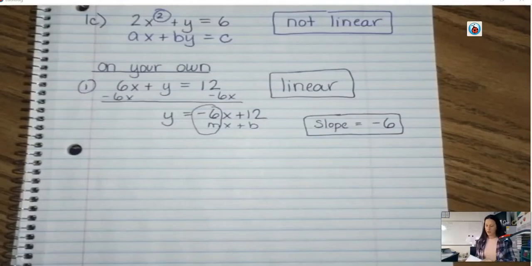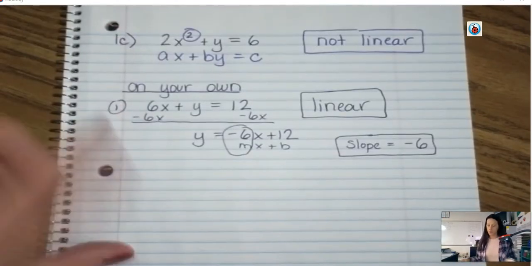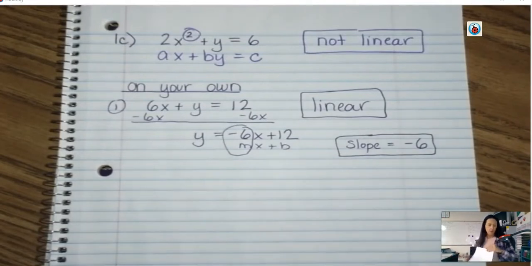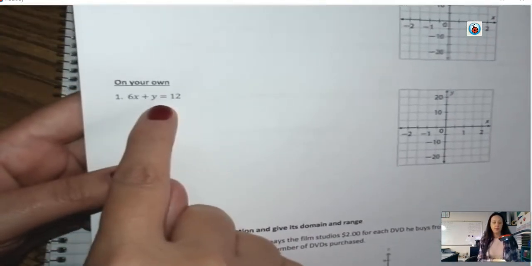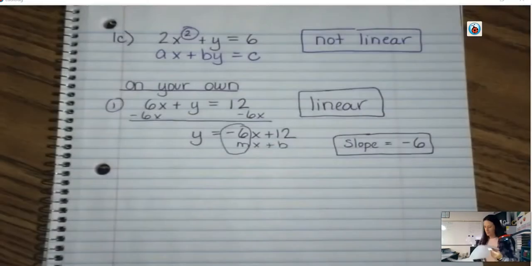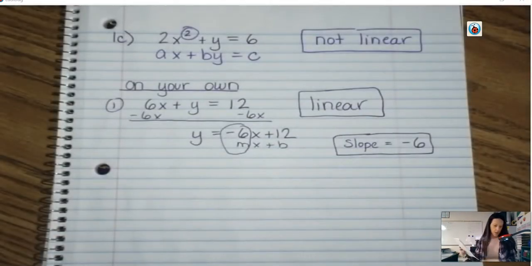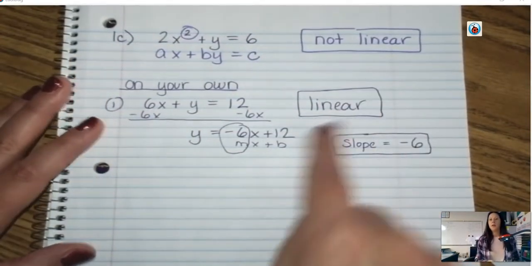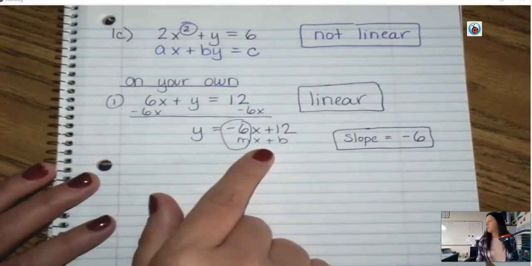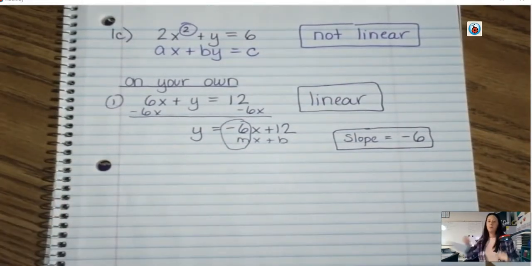Okay, we're going to finish working on the on your own question. As a reminder, the question was to graph 6x plus y equals 12, and then tell the slope. Oh, we already did that part of it. Okay, so we still need to graph this. So I'm going to graph it with slope-intercept form. So go ahead and grab some graph paper.